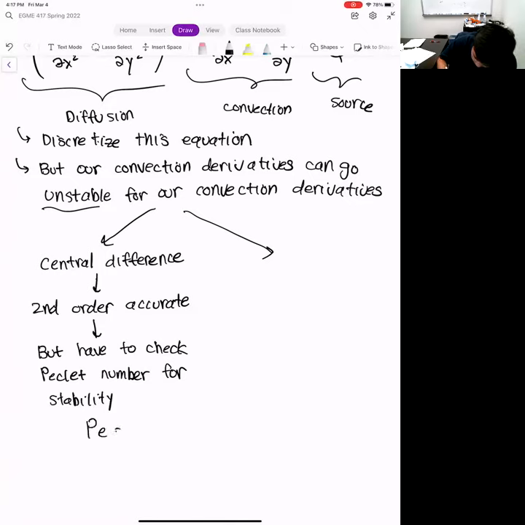So remember, the Peclet number here is the velocity. You can just go ahead and take the absolute value of the velocity, so even if the velocity is negative, you can just take the absolute value. You're going to multiply by the grid spacing, and you're going to divide it by the diffusion coefficient, okay?